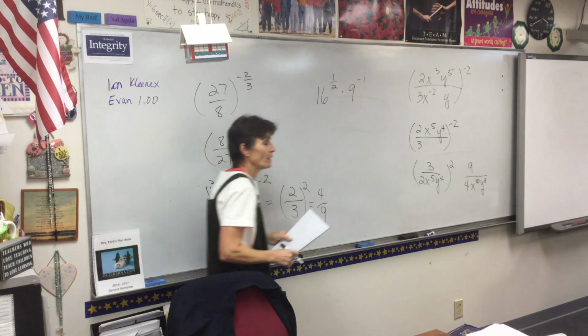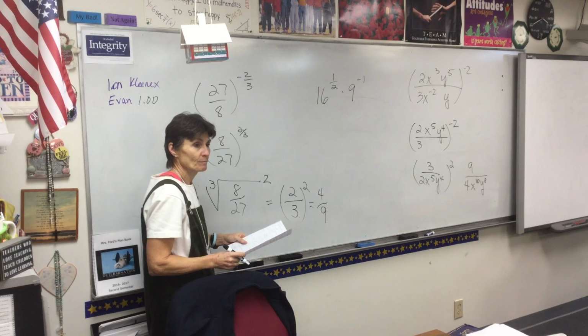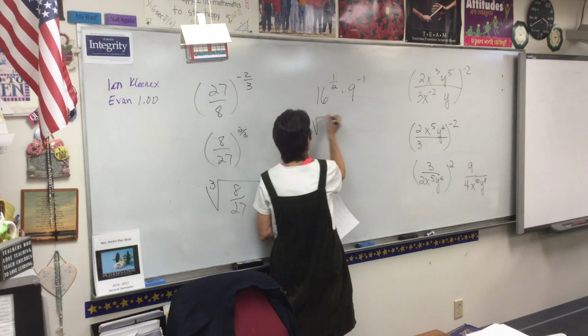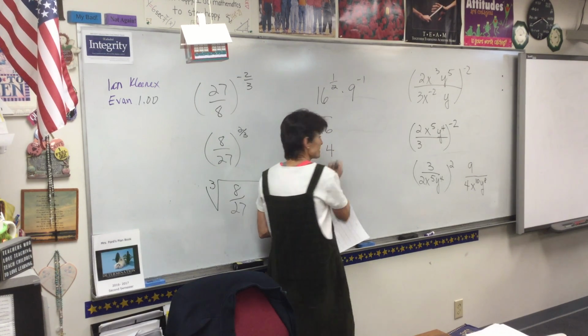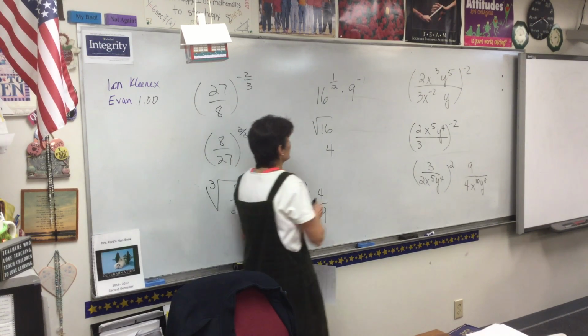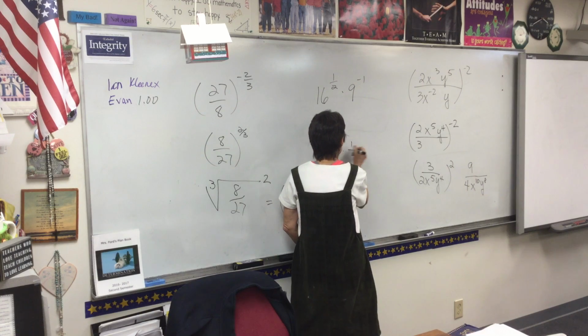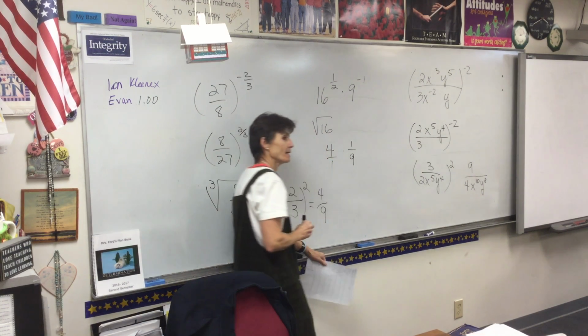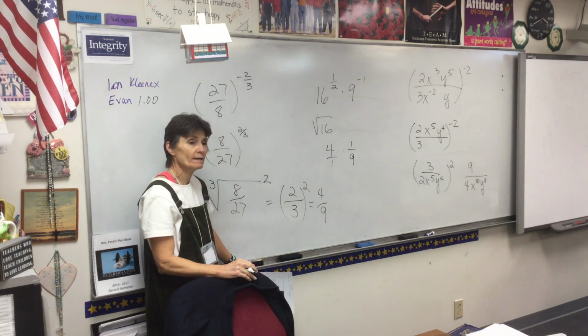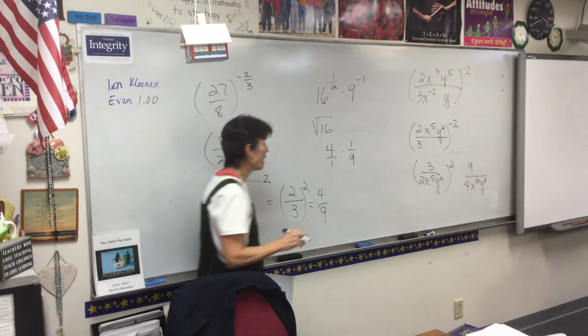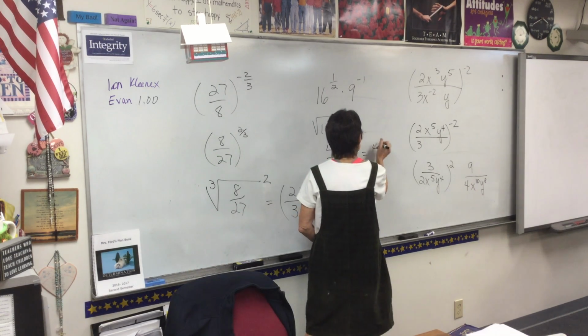All right, 16 to the 1/2. What's that mean? Radical. It means the square root of 16, so that is 4. What does 9 to the negative first mean? 1 over 9. So I am multiplying 4 over 1 times 1 over 9. 4 9ths.